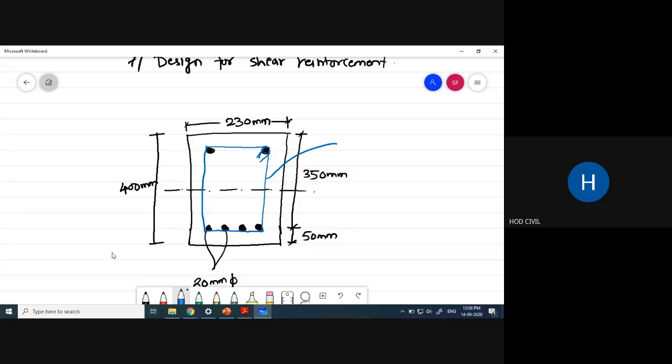Is it clear, everybody? Design of doubly reinforced section. The calculation part is little more because we have to calculate Mu1, Mu2, then Ast1, Ast2, Asc also. So that calculation part increases in case of doubly reinforced section. Any doubts in this design of doubly reinforced section? Students? Hello? No, ma'am, no doubt. Okay.